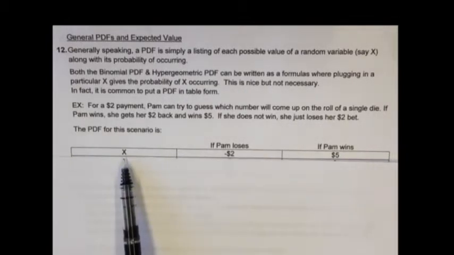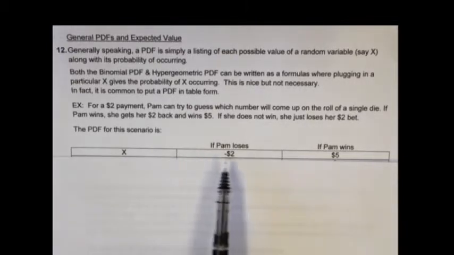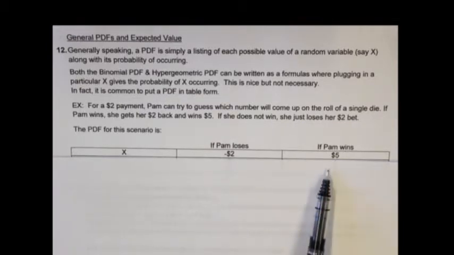If X is the expected winnings that Pam has, she can do one of two things. If she loses and guesses wrong, she loses $2. That's a minus sign, so it's a negative $2. If she wins, she gets her $2 back, so she's even there, and then she wins an additional $5. So there's only two things that can happen in this little simple game.